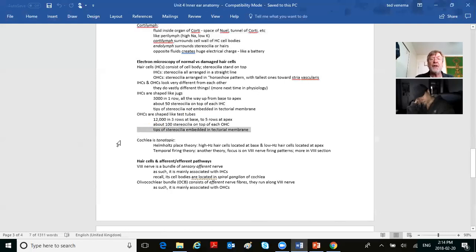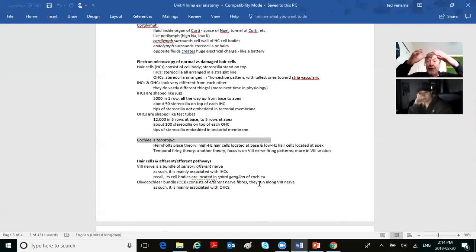And now look at this. Cochlea is tonotopic. And we've said that word before too. Specific frequencies are represented in specific places. High frequencies are located at the fat base of the cochlea near the oval window. Low frequencies are located near the apex of the cochlea.